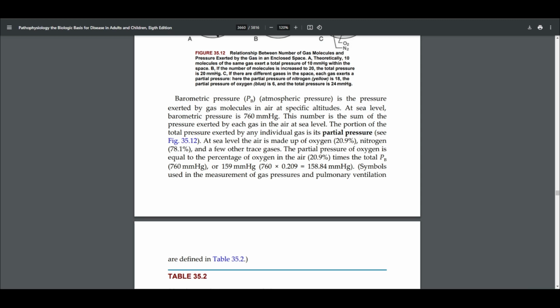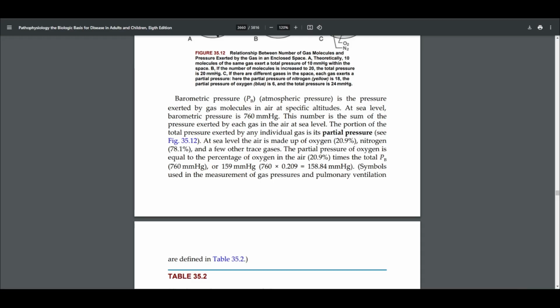So at sea level, the air is made of 20.9% oxygen, nitrogen is 78.1%, and a few other trace gases. So the partial pressure of oxygen is equal to the percentage of oxygen in the air times the total barometric pressure. So your 760 times 0.209 equals 158.84, and you'll just round that up a little bit.